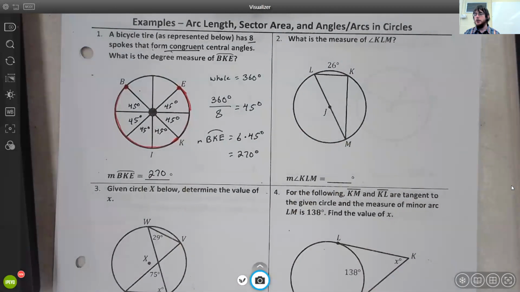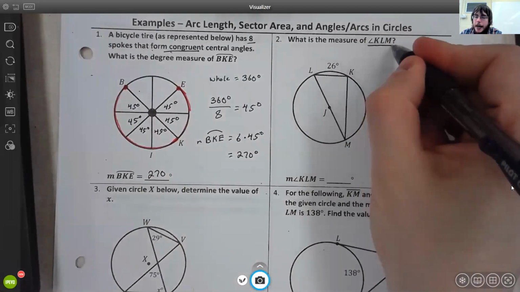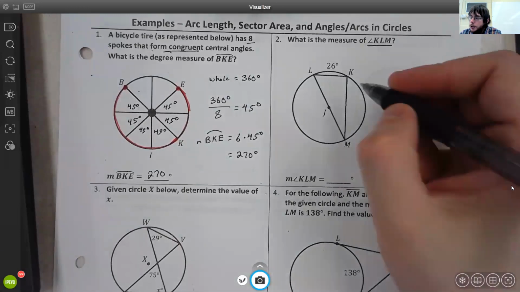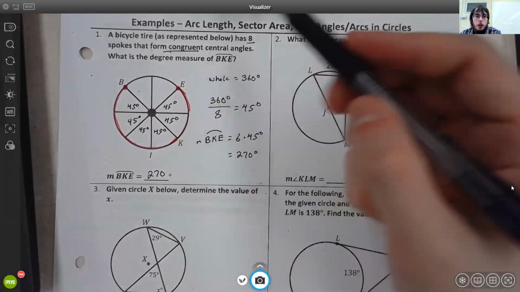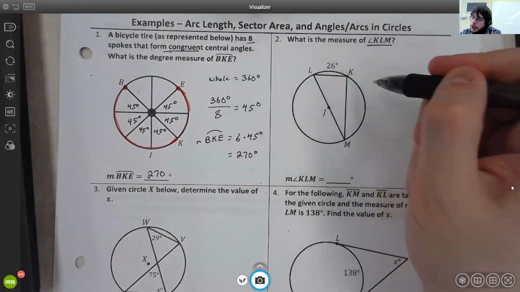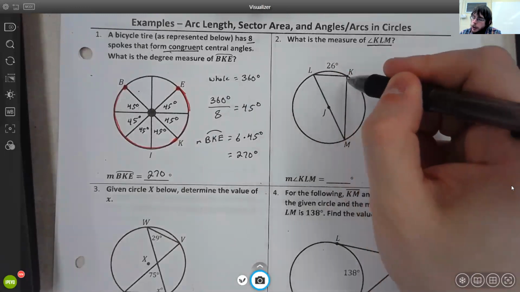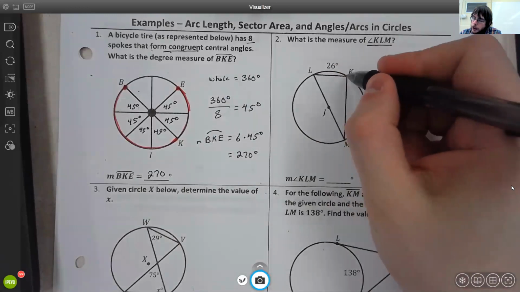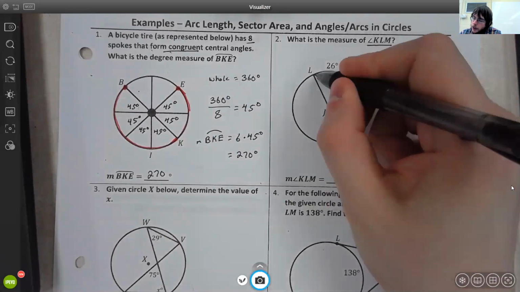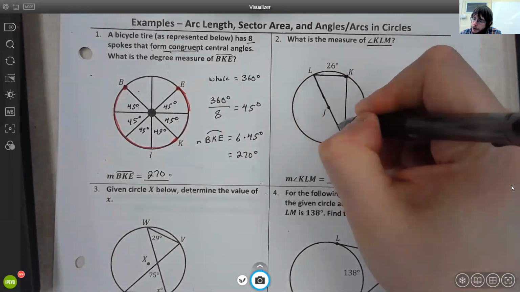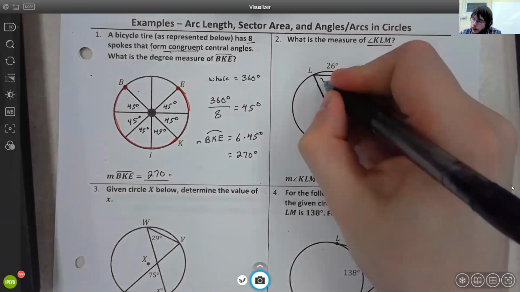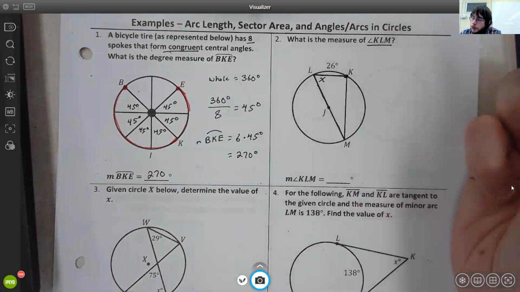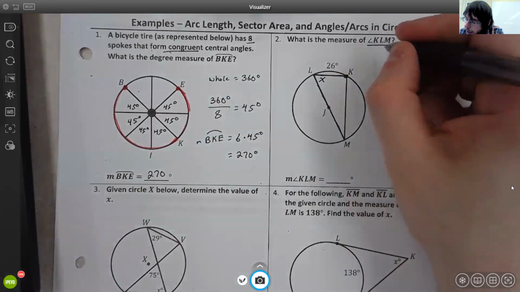All right, next up is number 2, and number 2 wants us to determine the measure of angle KLM. So we start at K, and unlike before where we were doing an arc, this time we're not going to be on the edge. We're going to be going inside, following the straight angle marks. So we go K to L to M. So it's this angle, right here at vertex L.